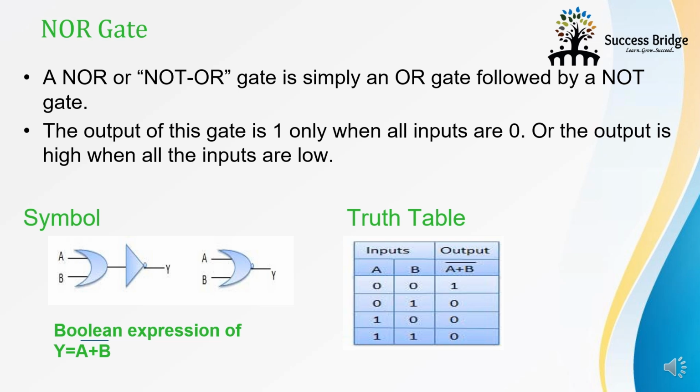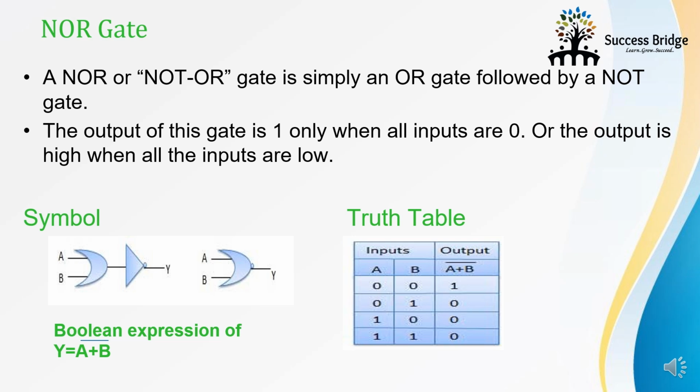When both the inputs are 0, 0, the output is high. If any one of the inputs is high or both the inputs are high, the output is low. This is how the NOR gate behaves. The output of this logic gate is 1 only when all the inputs are 0. This is the logic expression of the NOR gate. The Boolean expression of the NOR gate is Y is equal to A plus B, whole bar.